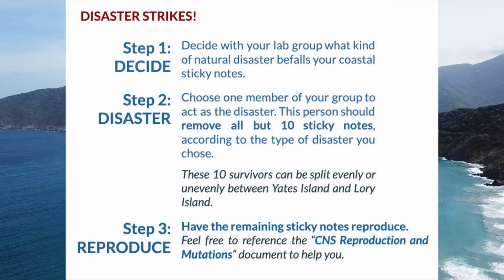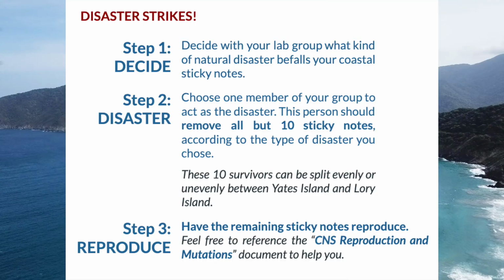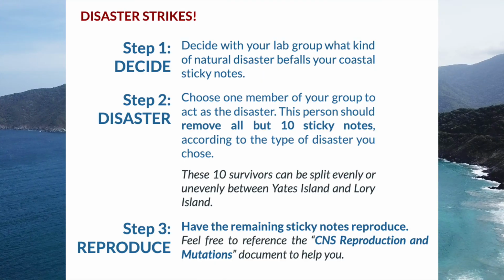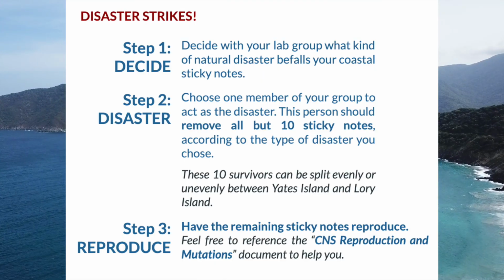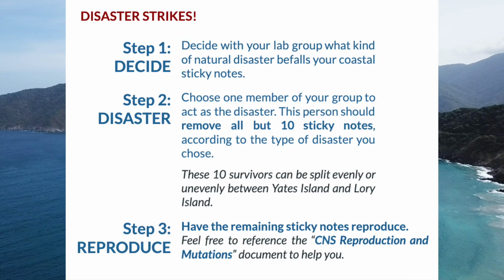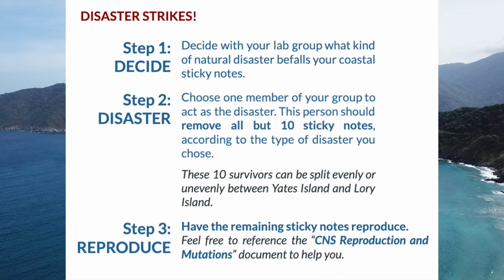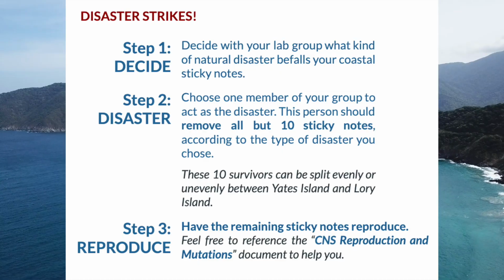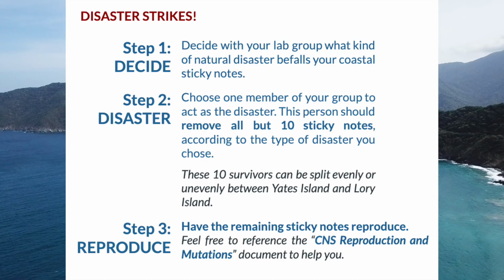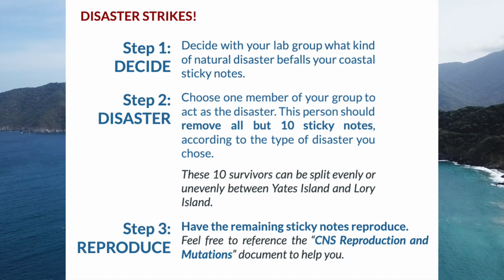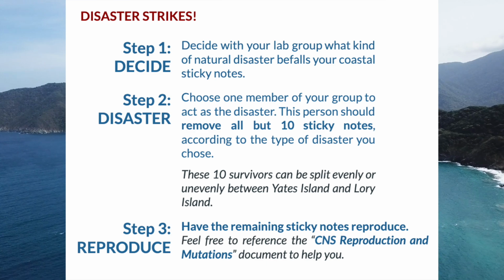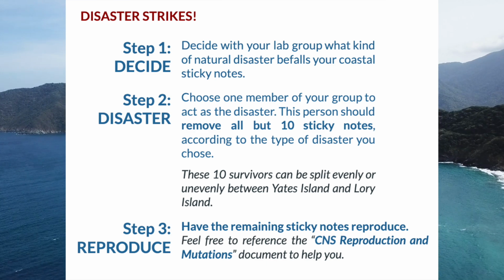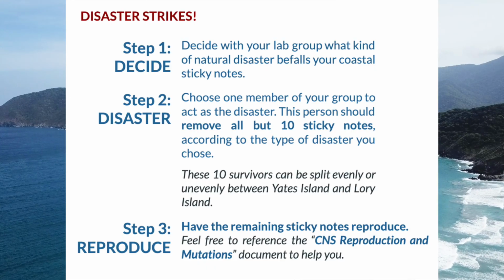Go ahead and decide with your lab group what kind of natural disaster befalls your coastal sticky notes. Choose one member of your group to act as this disaster, and then this person should remove all of the sticky notes except for 10. So remove all but 10 sticky notes according to the type of disaster you choose, okay? These 10 survivors can be split evenly or unevenly between Yates and Laurie Island, and then have them reproduce, right?